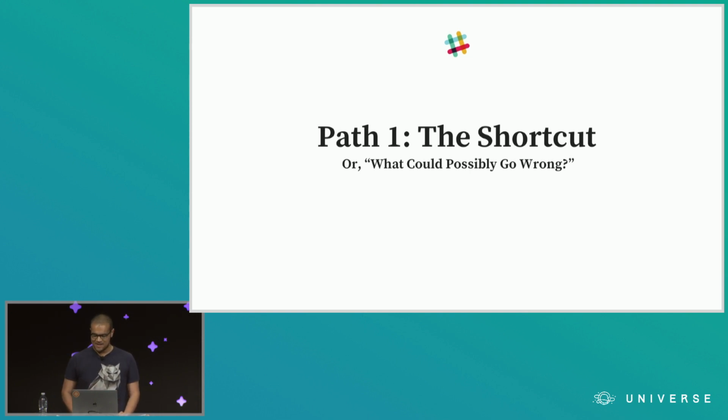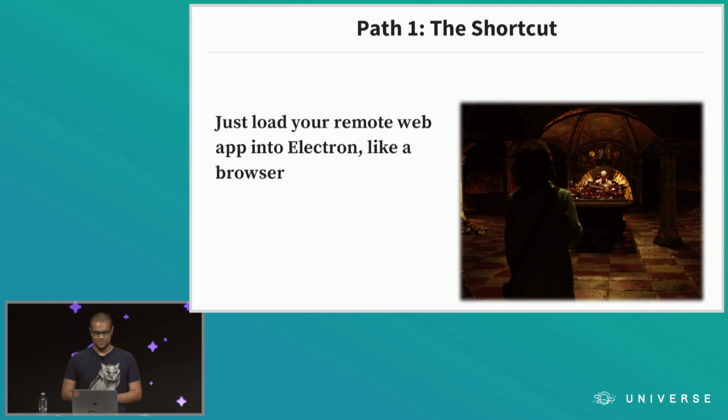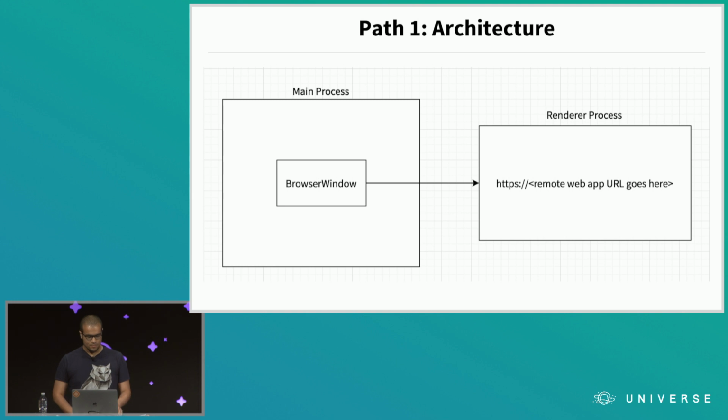So on our first path, this is what we would do. We would just load your remote web app into Electron as if it were a browser, just like into a browser tab. This might be easier to visualize with some kind of diagram. So it's important to remember that Electron is Chromium and Node combined into one runtime. And we do this by interacting with two primary processes.